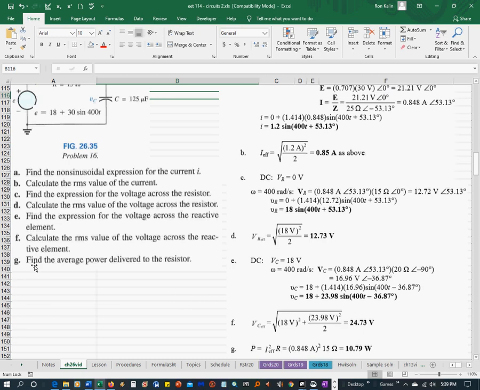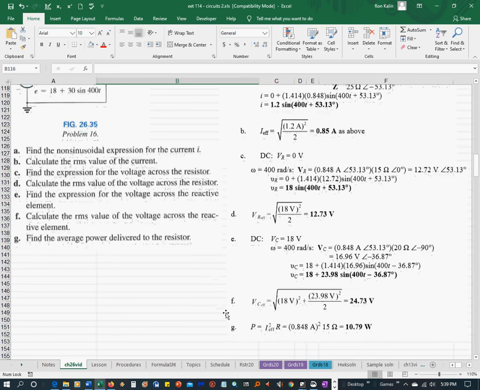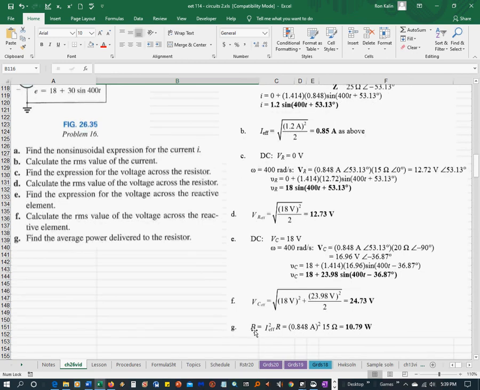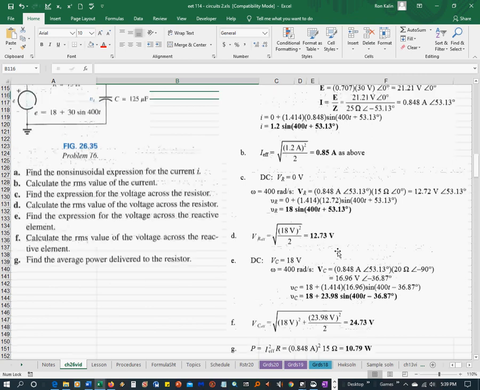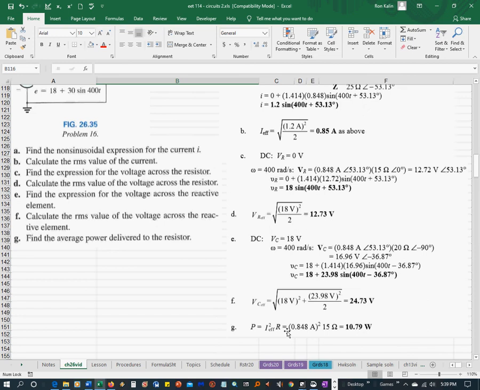Part G, find the average power delivered to the resistor. Again, the power delivered to the resistor is going to be I effective squared, which we figured out to be 0.85. They put 0.848, but probably because they rounded off up here. And then times 15 equals 10.79 watts.